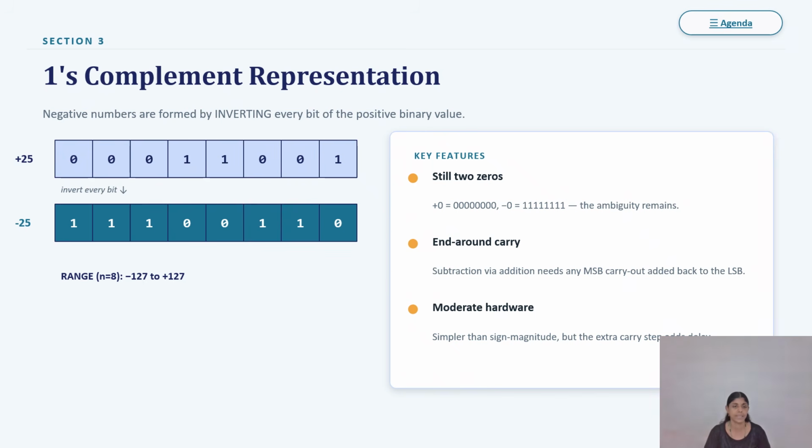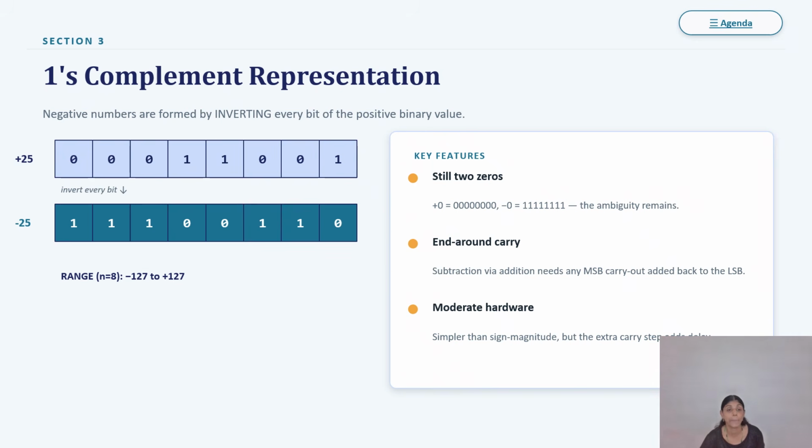So again check this example, plus 25. In the earlier slide itself, you checked how to represent plus 25. The MSB bit is 0, and 0 represents that it is a positive value. Wherever the bit is on, you get 2 power 4, 2 power 3 and 2 power 0. So 0, 0, 0, 1, 1, 0, 0, 1. This is plus 25.